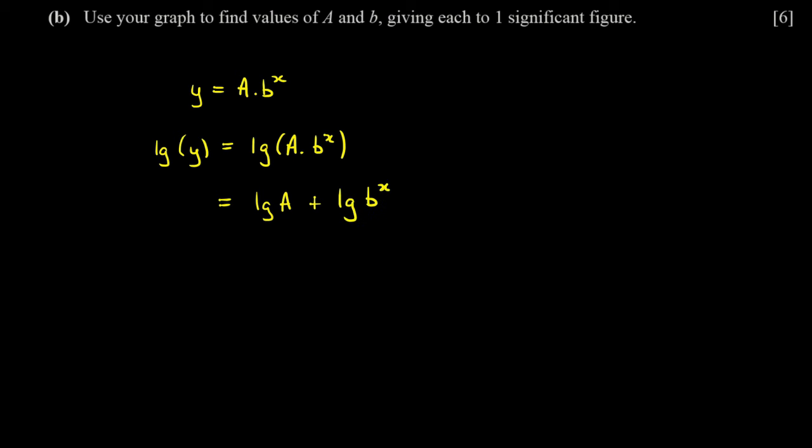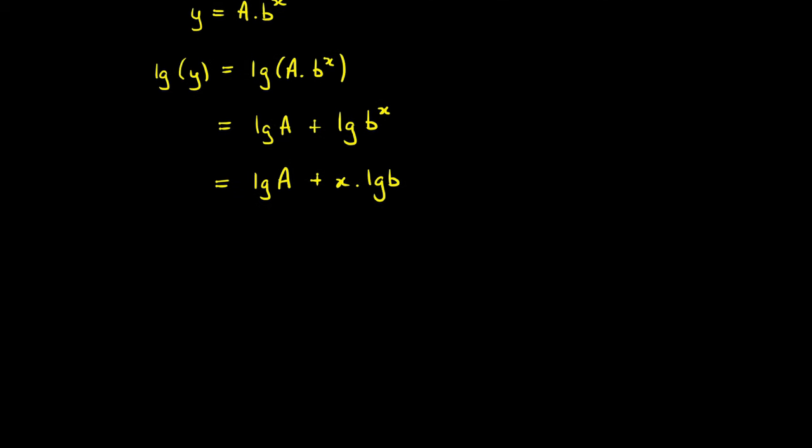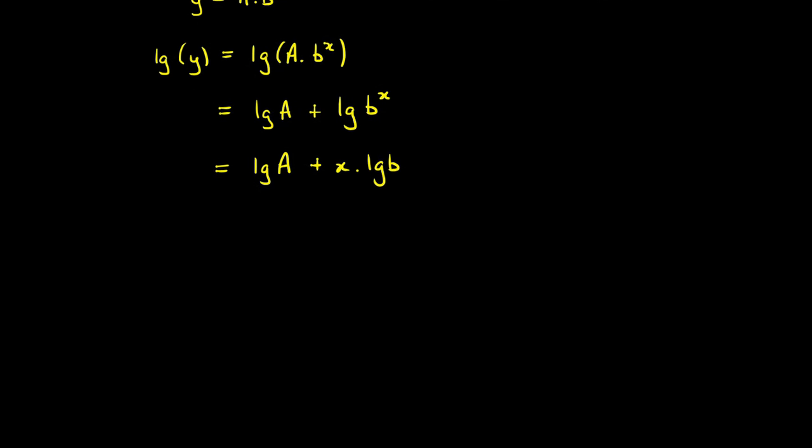And then we can use another log rule on this term to bring the power of x down to the front. So that means I can write this as log a plus x times by log b. Now what I'm going to do is rewrite this in a slightly different way. I'm going to write this as log y is equal to log b times by x plus log a.